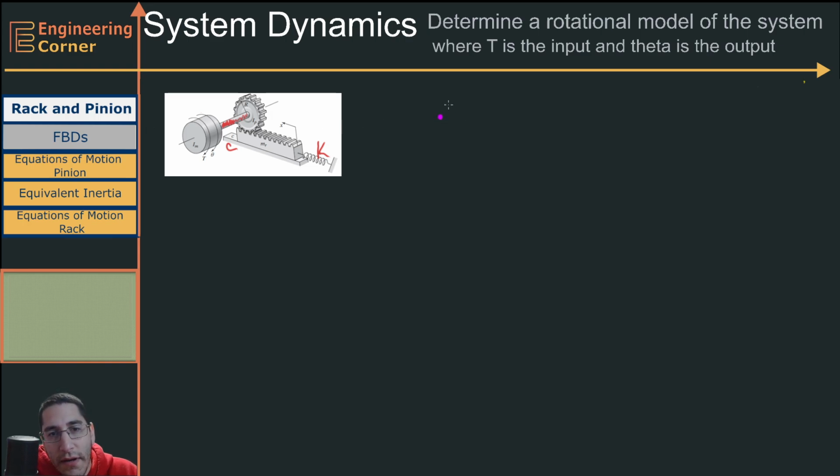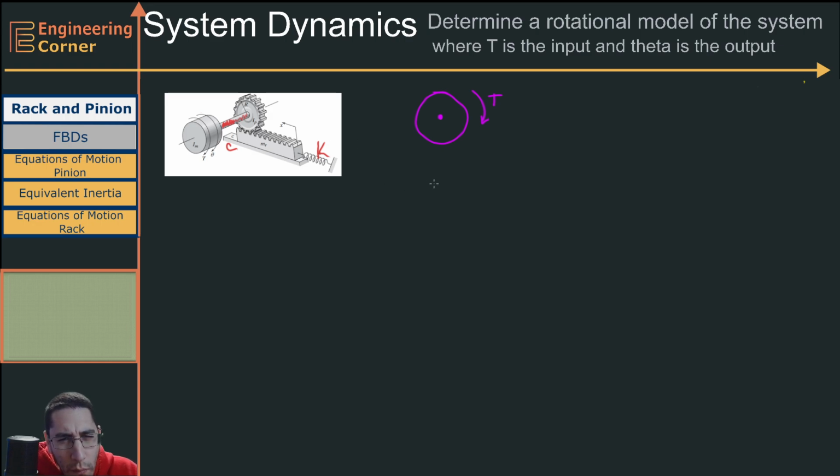If I start with my pinion right here, I'm going to have some torque that comes from that motor, and it's not being reduced, it's not being amplified. So if it's a torque T, all I'm going to see is this torque T, like this.